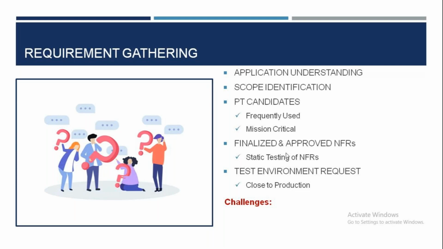Okay. Scope identification means, as I told you, the application which you are going to test will have so many functionalities, right? But not all the functionalities will be in scope of performance testing. Why? Because performance testing is for those scenarios which a larger number of users will access. Because if the volume is low, there is no point in doing performance testing.